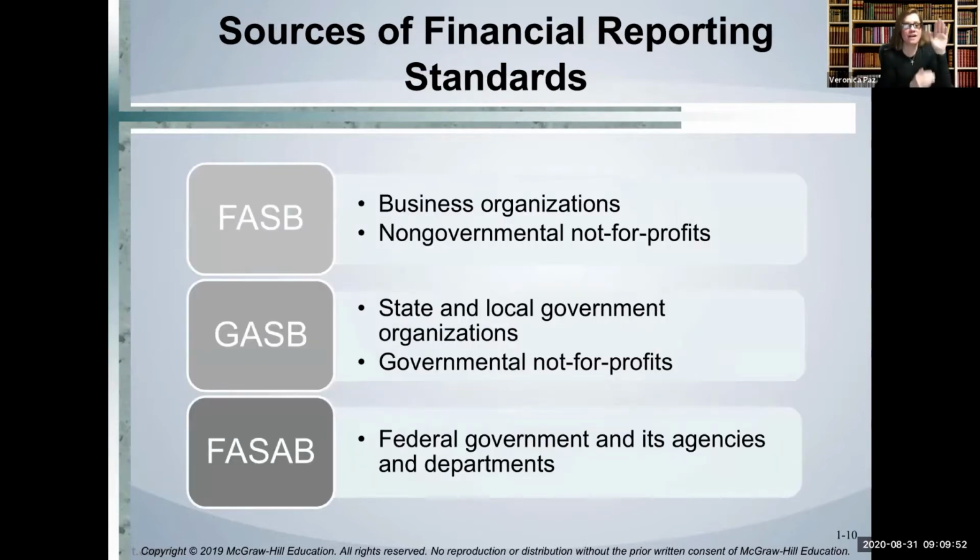Then we have FASB, GASB, and FASAB. Here's what you want to make sure you understand, because there'll be some questions and you'll see that in your study guide. FASB does business organizations and non-governmental not-for-profits, whereas GASB is the state and local government and does governmental not-for-profit. Make sure you understand the distinction. And FASAB is the federal government and its agencies and departments. So you want to make sure we know those.